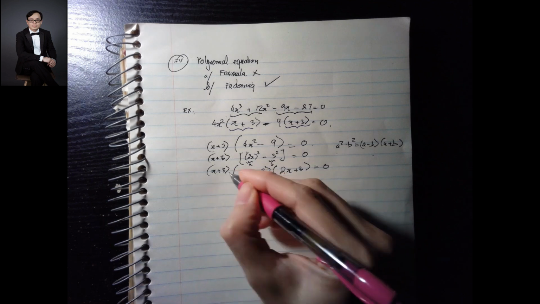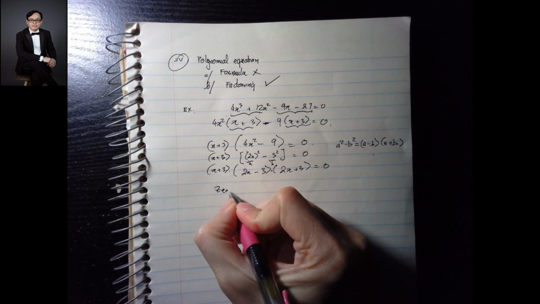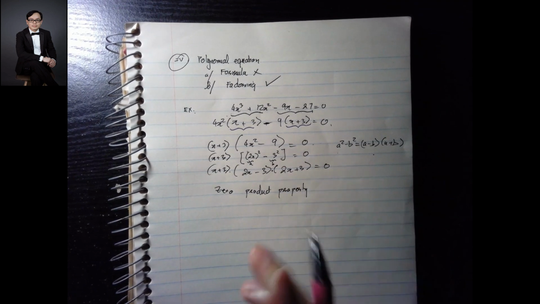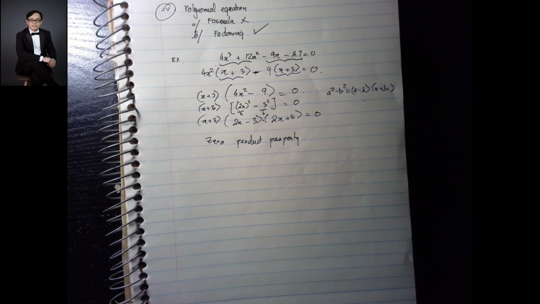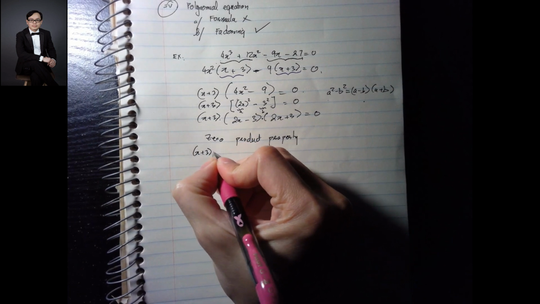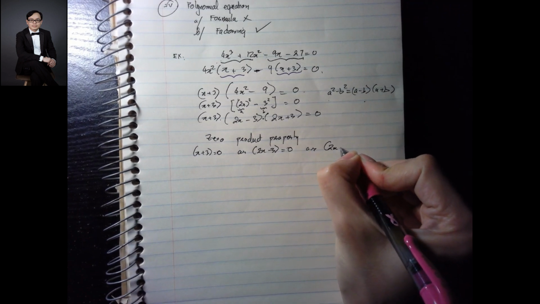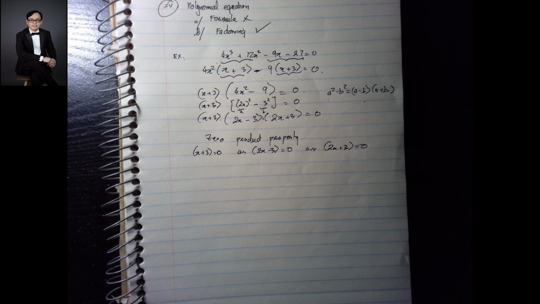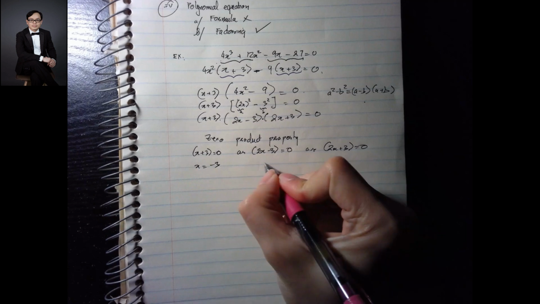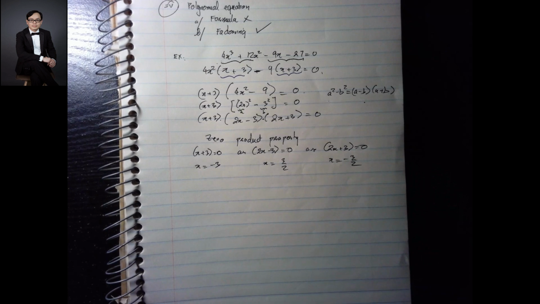Okay, so right now I have these three factors multiplied by each other, and I'm going to use the zero product property. Zero product property we already mentioned when we solved a quadratic equation in class. So this one I can split: x plus 3 equals 0, or 2x minus 3 equals 0, or 2x plus 3 equals 0. And again, you remember for zero product property I always have to put all of them equal to 0. So this will give you x equals negative 3, x equals 3 over 2, and x equals negative 3 over 2.